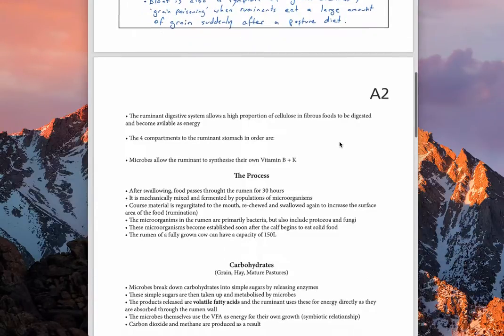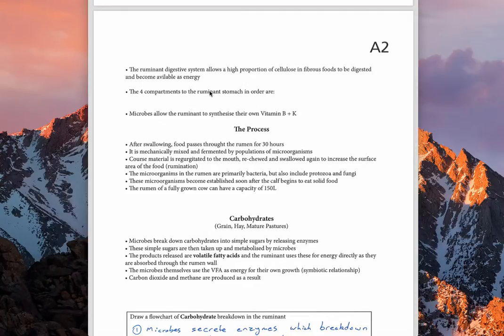slowly. So moving on, one of the features of a ruminant digestive system is it allows for a high proportion of cellulose to be digested and become available as energy. Cellulose is the main component of plant cell walls. Animals don't have cell walls because they have a skeletal system, but plants have cell walls, or cellulose, to hold the plant up, so they have a lot of that. Ruminants can digest that because of the microbes in their stomach, whereas monogastrics such as humans can't do that as readily, except the hindgut fermenters such as horses, but we'll talk about that later.